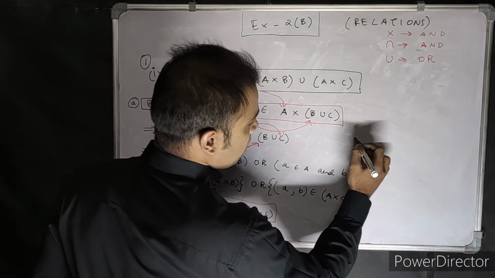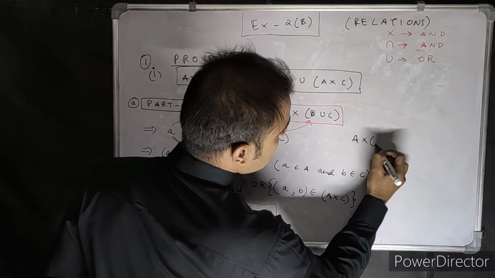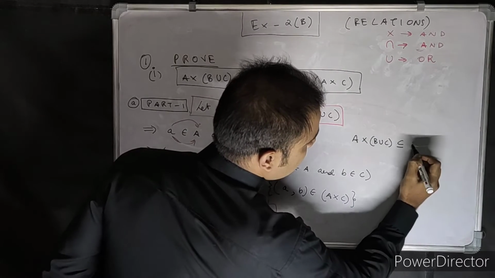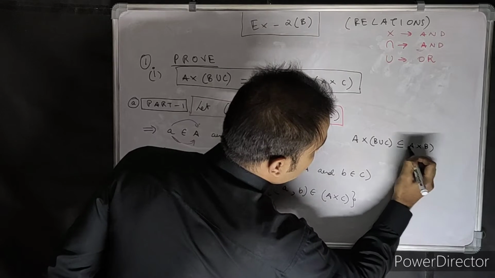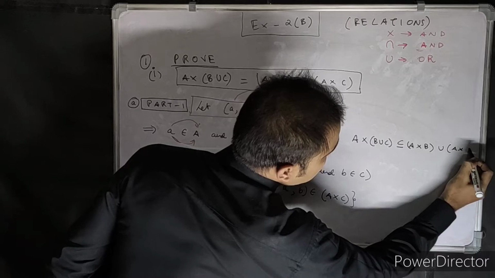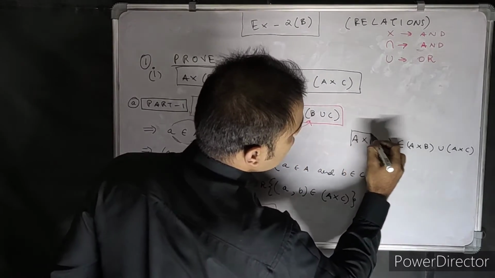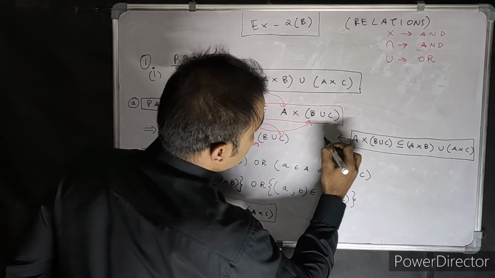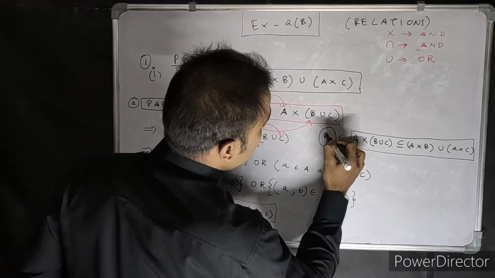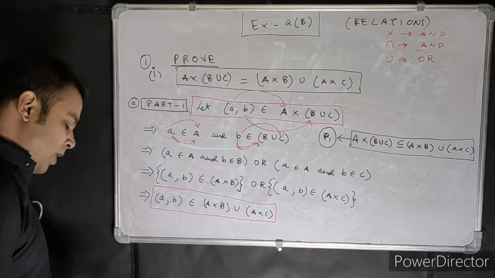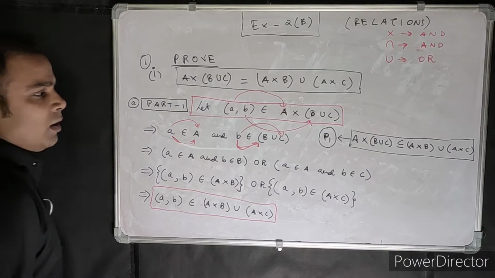You have to write what? You have to write A cross B union C is a subset of A cross B union A cross C. So this is your part 1. Write it as P1, part 1. Okay. All these things you can write. You are in class 11. P1. This is your first part.